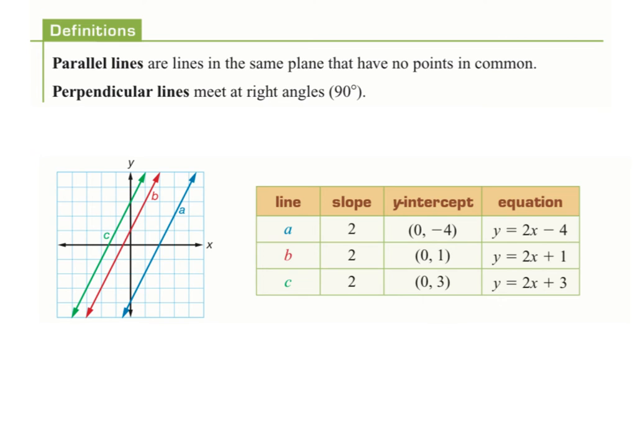All right, look at line B. My y-intercept here is +1. It also has a slope of 2, up 2 over 1. C has a y-intercept of +3, up 2 over 1. What do you notice about the slopes of those three lines that are parallel?